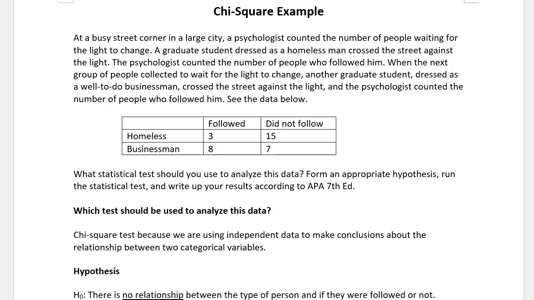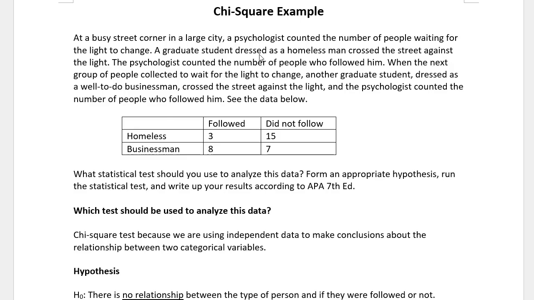So in this example, we're going to go through how to do a chi-square using JASP, and that includes writing up the results fully in APA style. So for our example, we're at a busy street corner in a large city. A psychologist counted the number of people waiting for the light to change.